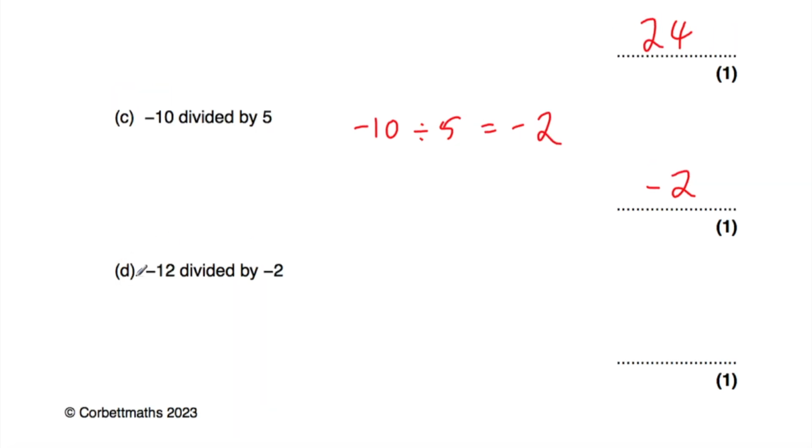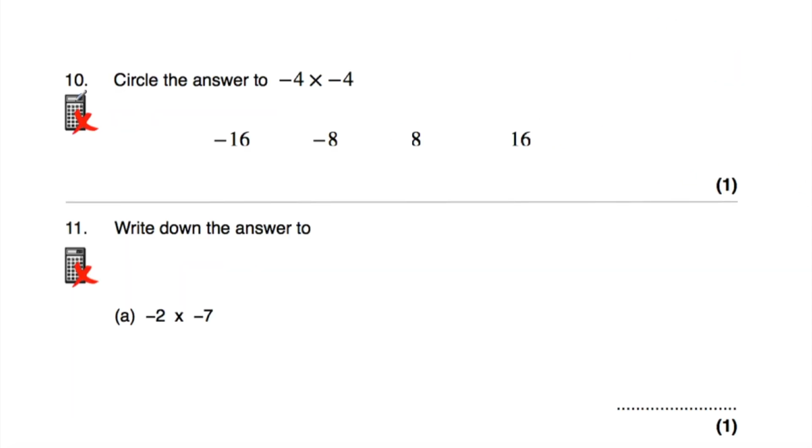Then part D says to work out negative 12 divided by negative 2. Well, negative divided by a negative is a positive, and 12 divided by 2 is 6. So the answer would just be 6. And that's it. Okay, let's have a look at our next question. Question number 10 says to circle the answer to negative 4 multiplied by negative 4. We've got a negative times a negative, so it's going to be a positive, so it's going to be one of these two. It's not going to be negative 8 or negative 16. And 4 times 4 is 16.